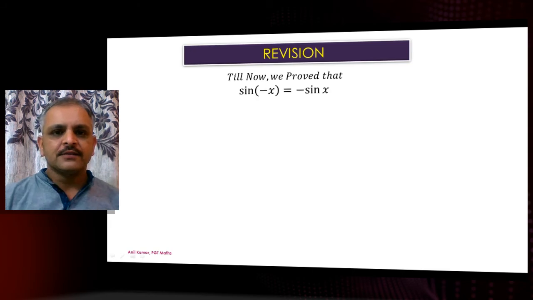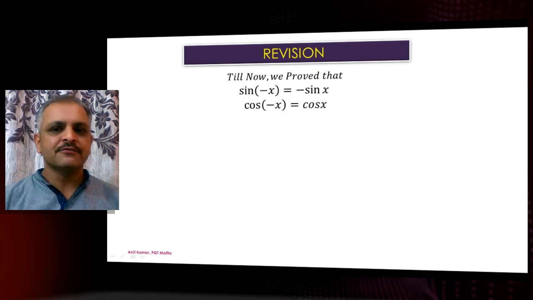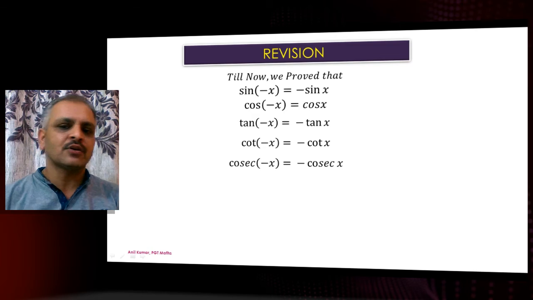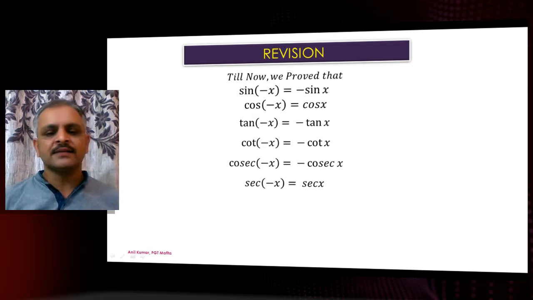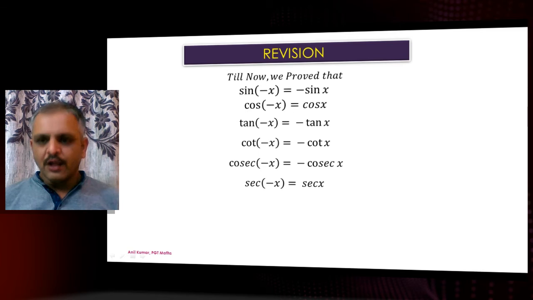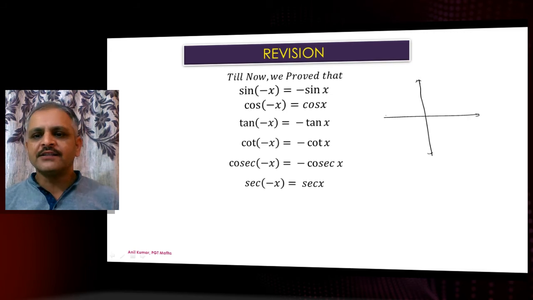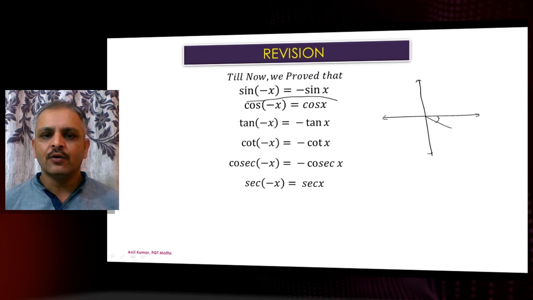So dear student, till now we proved that sine minus x is equal to minus sine x, cos minus x will be cos x, tan minus x will be minus tan x, cot minus x is minus cot x, cosecant minus x is minus cosecant x, and secant minus x is secant x. Which means that whenever I'm talking about this negative angle, I'm talking about the clockwise direction. That means in the fourth quadrant, and in the fourth quadrant you can see that only cos x and its reciprocal will be positive.